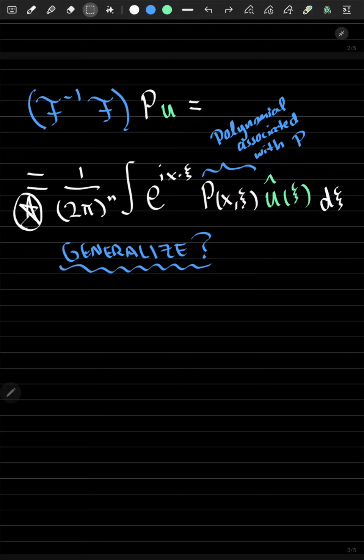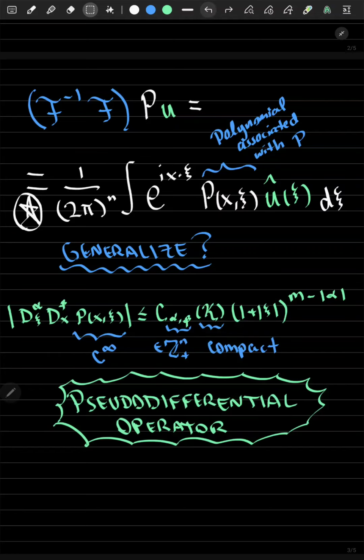We can use this expression to generalize linear partial differential operators. In fact, instead of taking p only equal to polynomials, we can consider any smooth p that satisfies this bound. We then end up with pseudodifferential operators, which are operators given by this integral, where p is a smooth function that satisfies this bound.